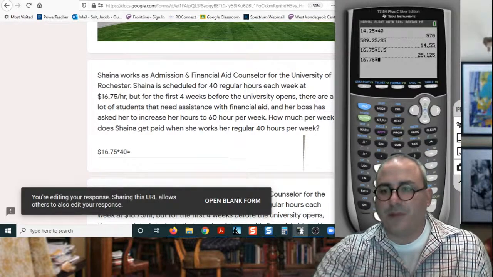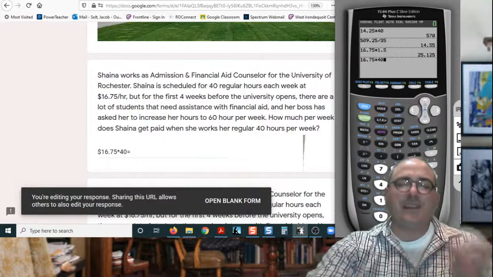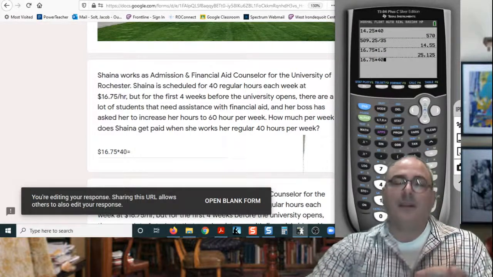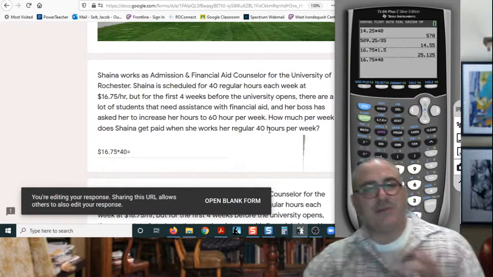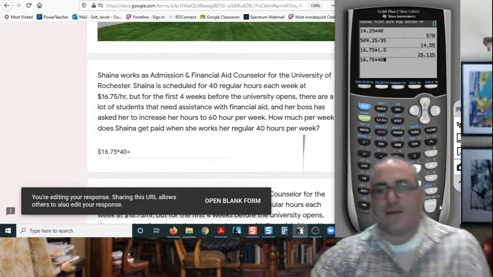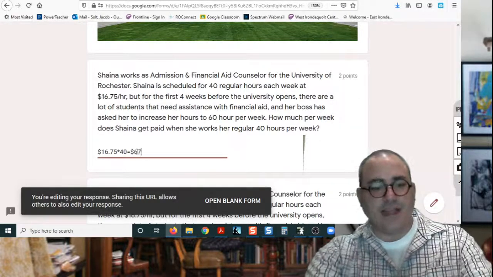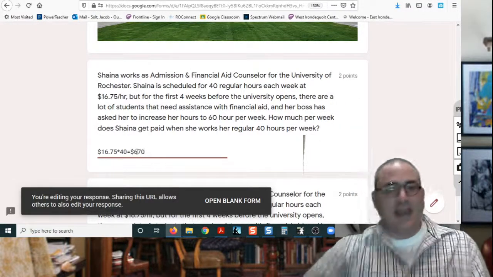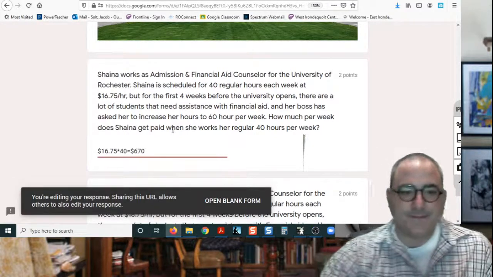16.75 multiplied by 40. Just think about it. She's paid $16.75 per hour, which means I need to multiply, and I want to figure out how much she gets paid for 40 hours. Well, I need to multiply by 40. And there it is, $670. $670 is what she gets paid for her first 40 regular hours of a given week.